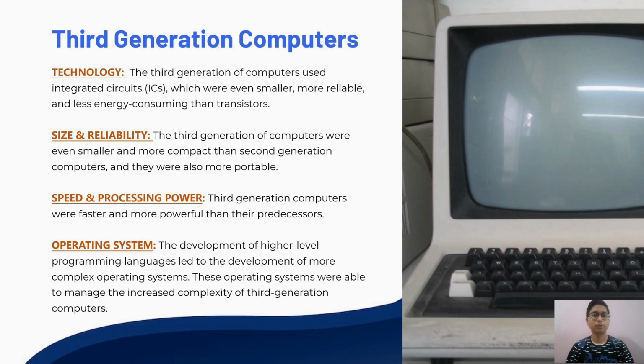Third generation computers. The technology used in third generation computers was ICs or integrated circuits, which were even smaller, more reliable and less energy consuming than transistors. Talking about size and reliability, they were even smaller and more compact than second generation. Speed and processing power. They were faster and more powerful than their predecessors.